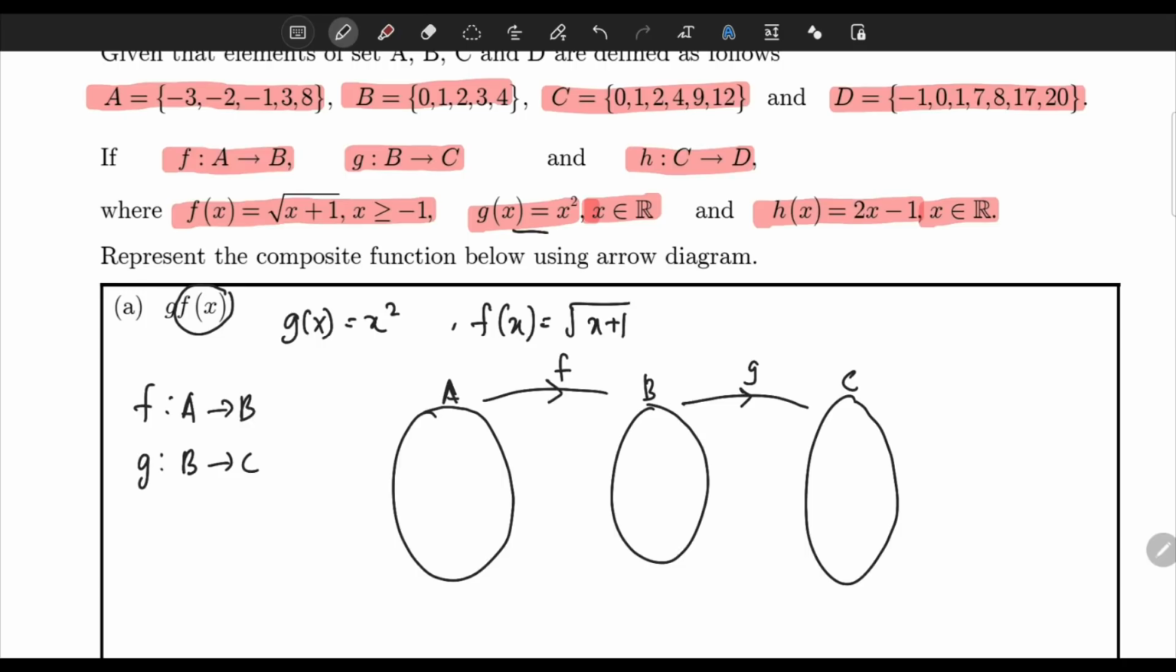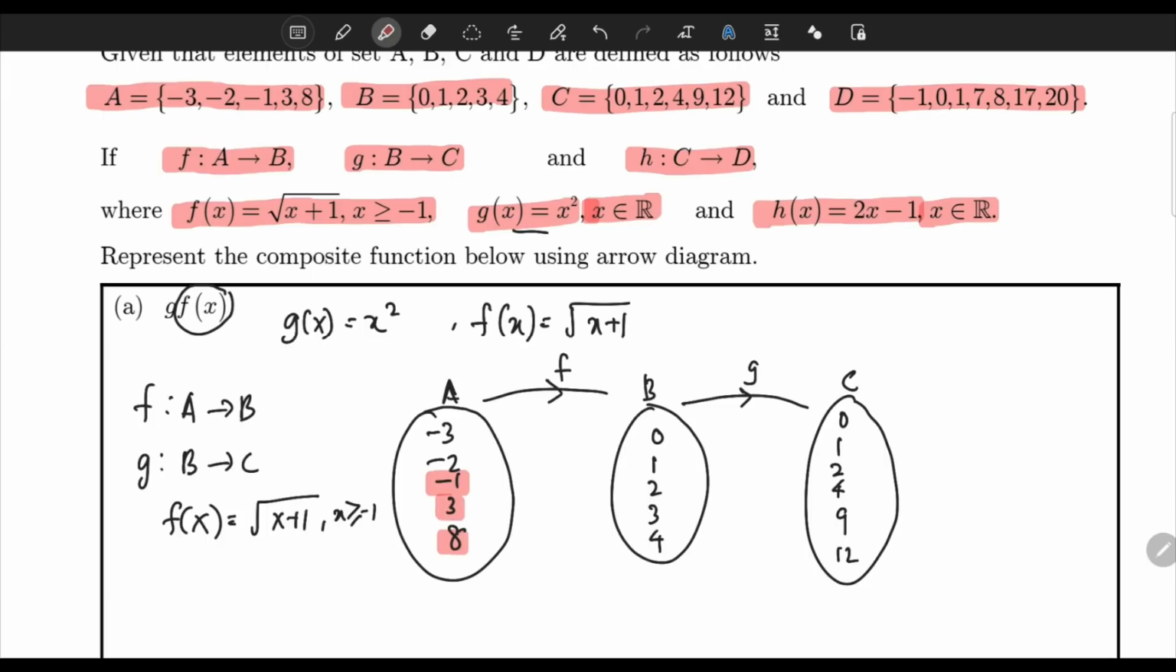Let's write down the elements of A. That is negative 3, negative 2, negative 1, 3, and 8. B is 0, 1, 2, 3, 4. And C is 0, 1, 2, 4, 9, 12. Using f(x), which is square root of x plus 1, where x is greater than or equal to negative 1, if you look at set A, we are going to use only those greater than or equal to negative 1. That will be negative 1, 3, and 8.